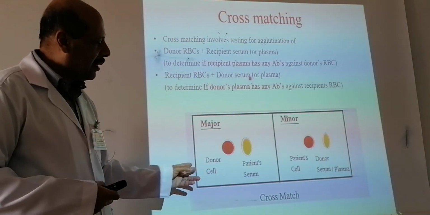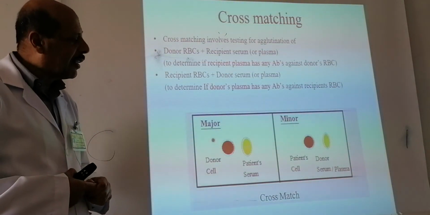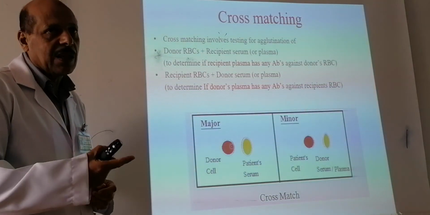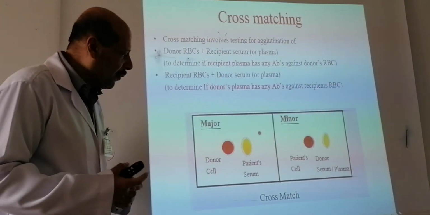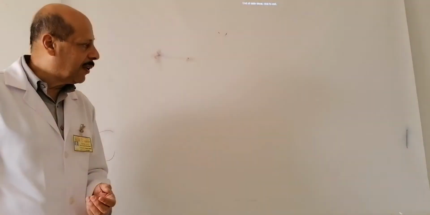So in this case, if agglutination happens in the cross-matching, we cannot give the blood. If there is no agglutination, then in this case we can give it.